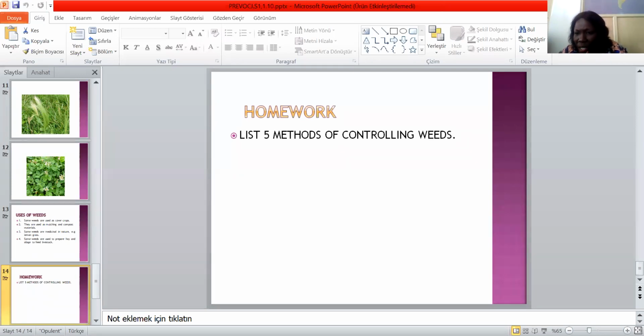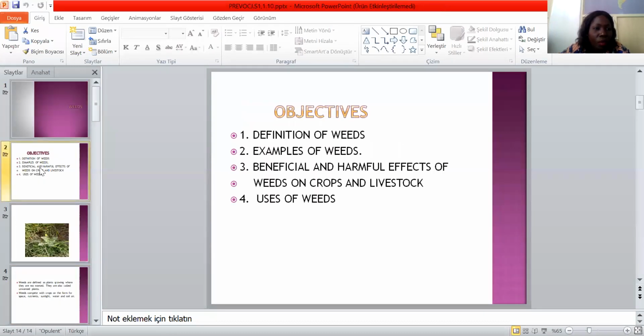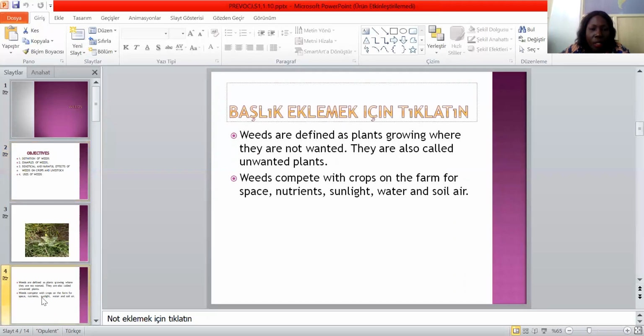Can you go over the slide again? All right. Okay. Weeds, this is the first slide. Definition of weeds. That is, they are called plants growing where they are not wanted or they are unwanted plants.